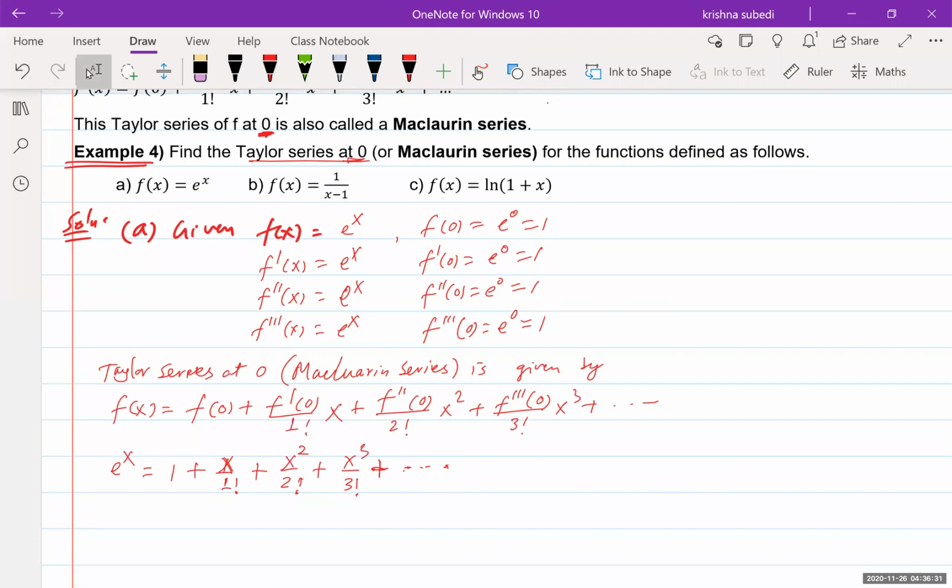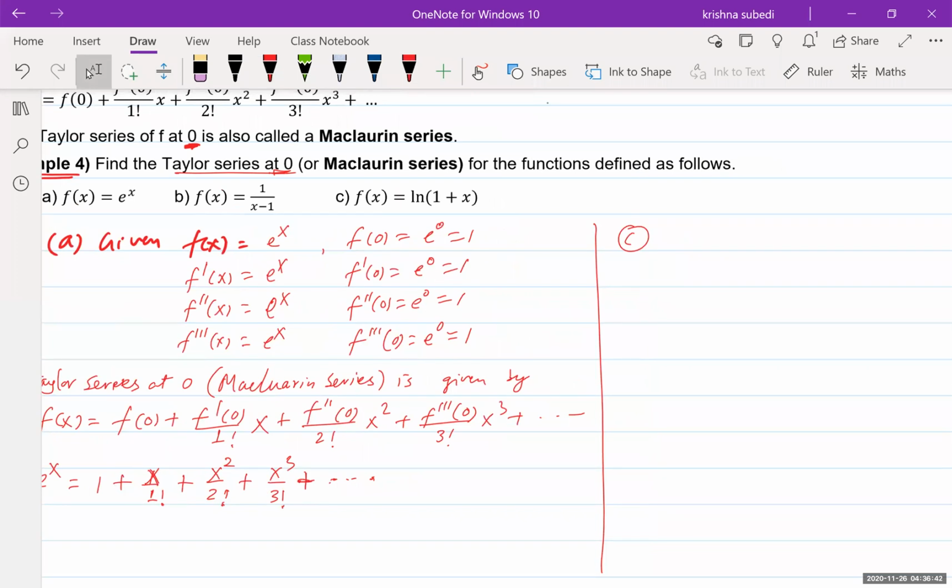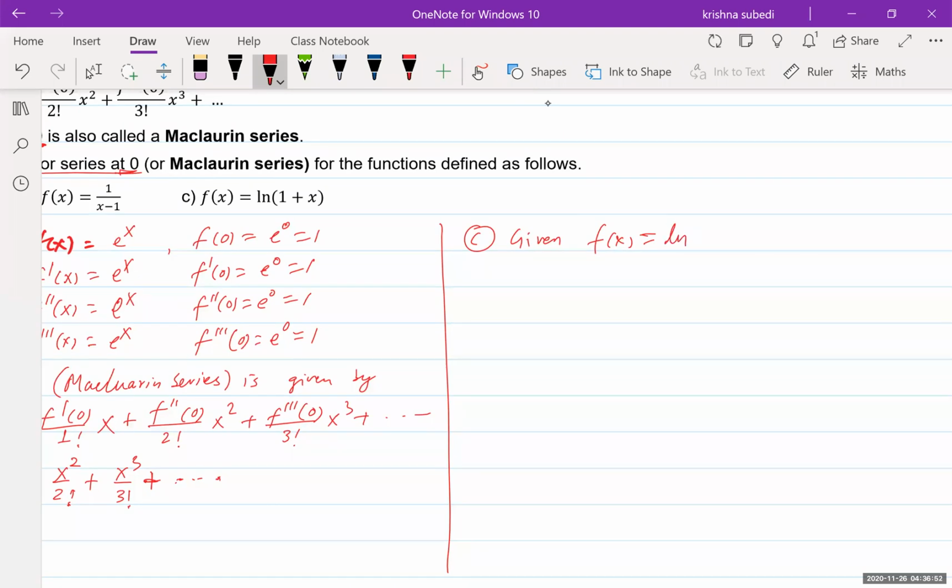All right, in the same way, all these parts A, B, C are similar. So let me do part C. It's very similar, but let's do it just for fun, okay? So in part C, given f of x equals ln(1 plus x). This is given. Now I want you to find the derivatives. Find f prime of x, the second derivative, at least go up to the third derivative, and it should be okay.